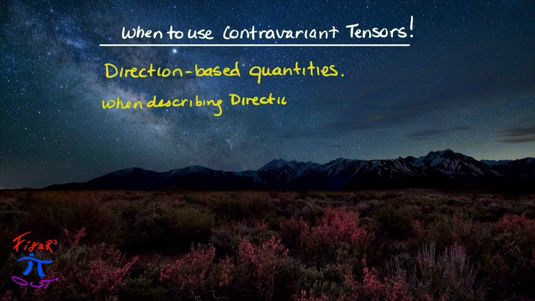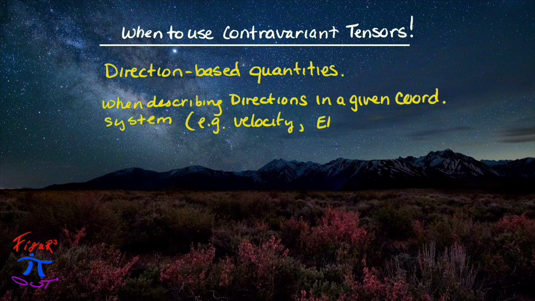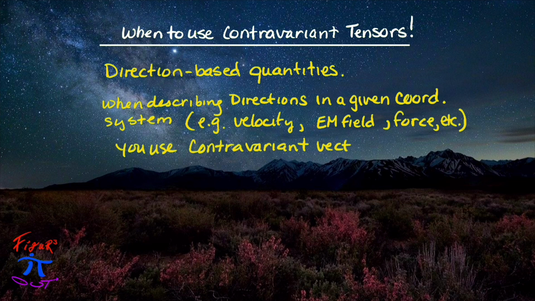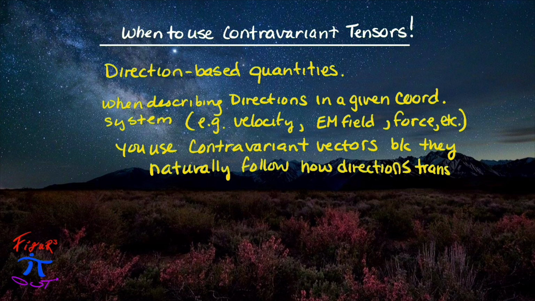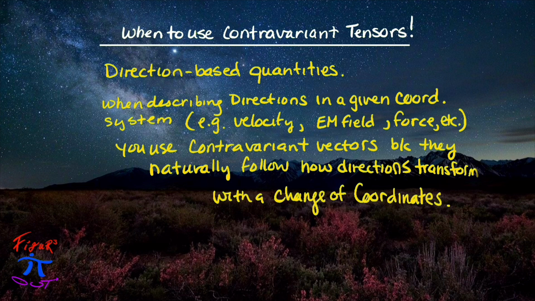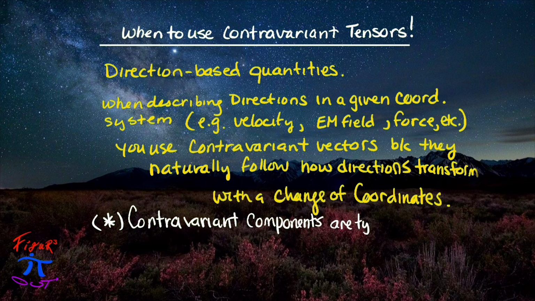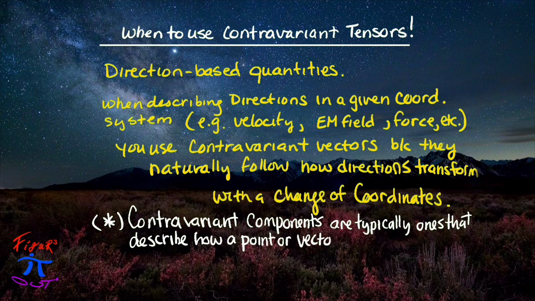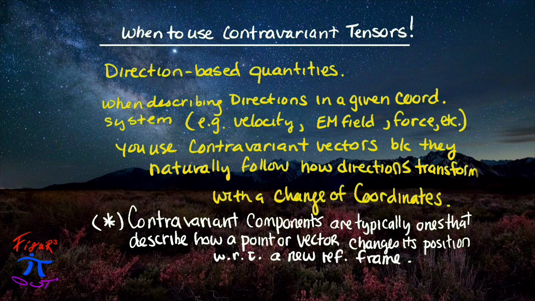Direction-based quantities are represented by contravariant tensors. You use contravariant vectors because they naturally follow how directions transform with a change of coordinates. Contravariant components are typically ones that describe how a point or a vector changes its position with respect to a new reference frame.